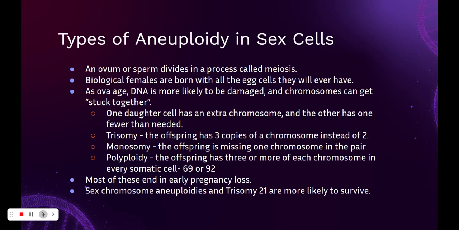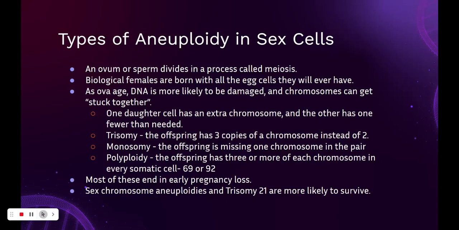The cell quality declines. The telomeres get shorter on the chromosomes. DNA is more likely to be damaged, and chromosomes can get stuck together. So one daughter cell will have an extra chromosome, and the other one has fewer than needed. If that happens during the ovarian cycle and the egg is released and penetrated by a sperm, the result will be aneuploidy in the offspring.